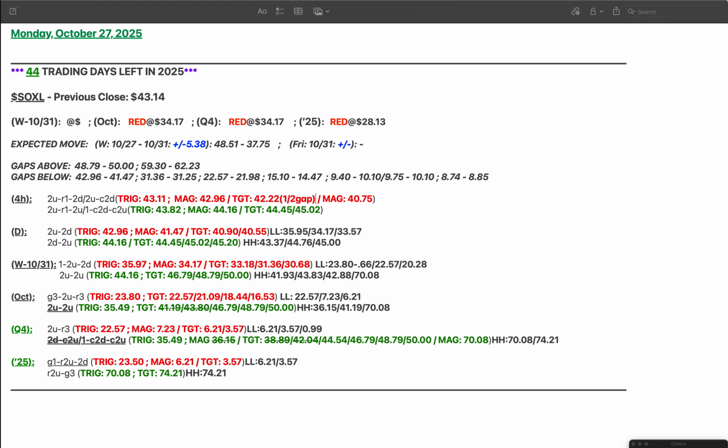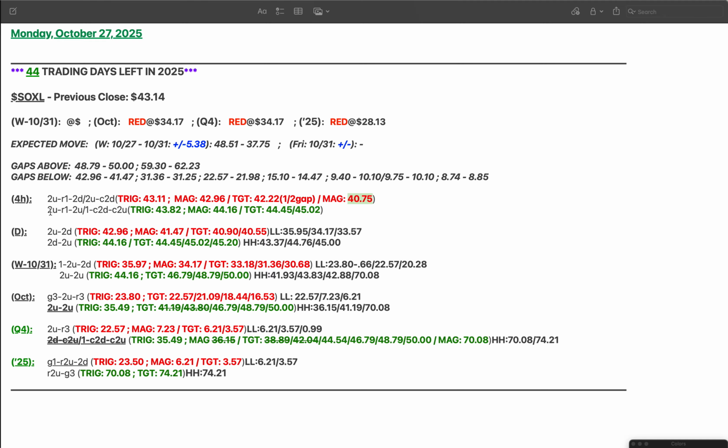All right, I apologize for any confusion, but in the face of an uptrend, when trying to set targets for the downside, it can be a little bit tricky. But just to be a little more fluid here, again, the trigger to the downside is 43.11. First magnitude is 42.96. From there, we have an extended target of the half gap, which is 42.22, and then the full gap close at 40.75 as the magnitude, or full gap close plus the rest of that little candle there.